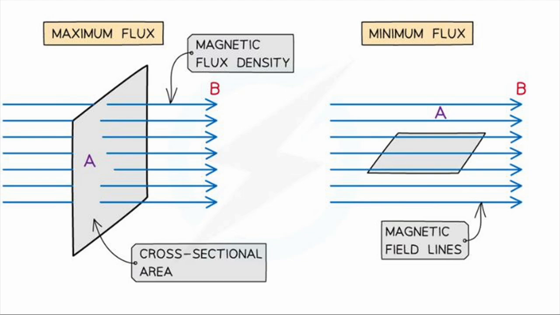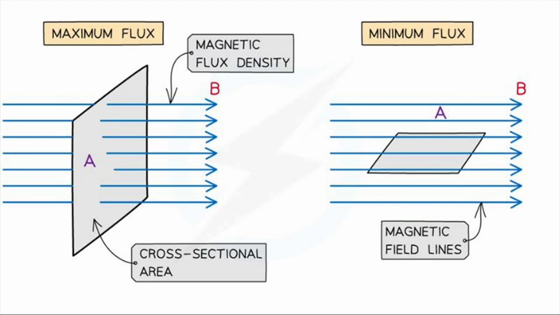Now, if we want to use this word flux, and again, remember, we've not really defined this properly, we're just using it, we would say that this is a position of maximum flux. And what do I mean by that? It means that there are lots of field lines passing through that coil. So an idea to do with flux is really the idea of having lots of field passing through.